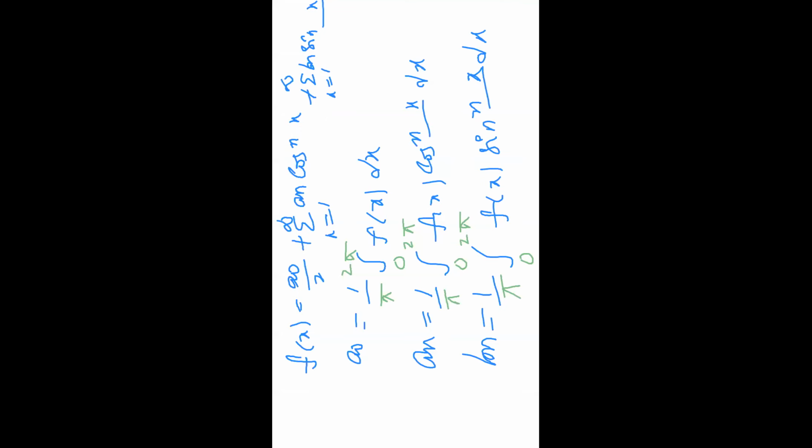Okay, cos nx, sin nx. So this is the formula of Euler's method. So f of x equal to a naught by 2 plus sigma n equal to 1 to infinity an cos nx plus sigma n equal to 1 to infinity bn sin nx, where a naught equal to 1 by pi integral 0 to pi f of x dx, and an equal to 1 by pi integral 0 to pi f of x into cos nx, and bn equal to 1 by pi integral 0 to pi f of x into sin nx.